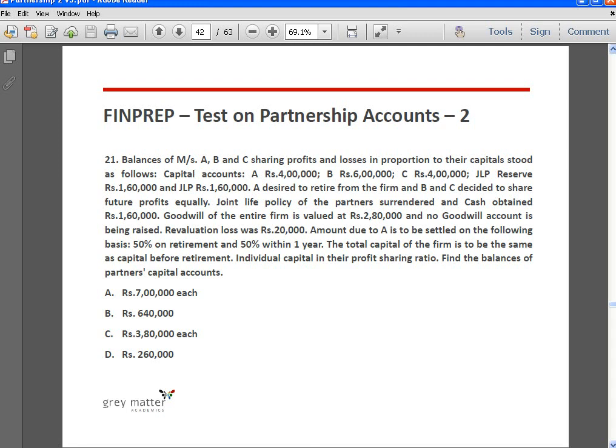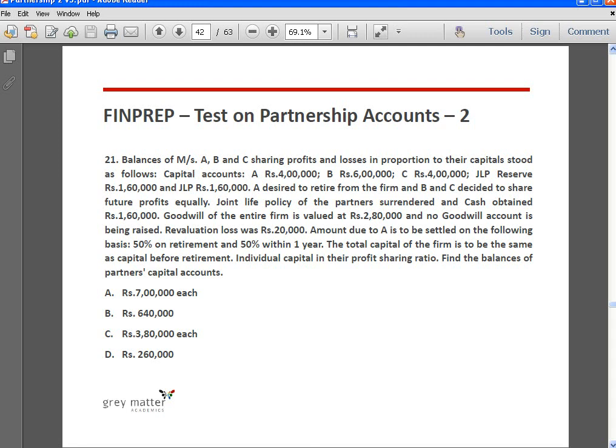Okay, so here if you see, a lot of information has been given to us. But if you read the last line of the problem, we will know that we are not required to use most of the information that is given to us in this problem. Okay, so what you have to remember is, when you have such a lengthy problem, it is advisable to first read the last line of the problem and then decide if you need to use most of the information that is given in the problem. Okay, so here they're asking us to just find out what are the balances of the partners' capital accounts.